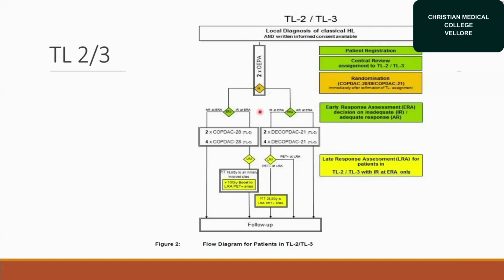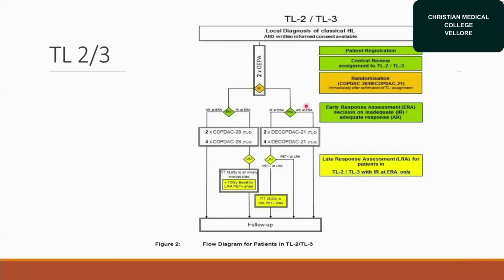If reassessment shows appropriate response or adequate response, up to DS3 is considered adequate response actually. So if they have responded adequately, treatment level 2 gets 2 cycles of COPDAC, and that is the end of treatment for them. Treatment level 3 will get 4 cycles of COPDAC, and that is the end of treatment for them. So if the ERA or the early response assessment shows inadequate response, then we make a decision that at the end of the subsequent 2 more cycles or 4 more cycles of chemo, we will give them radiotherapy, which will be given only to the areas which had inadequate response.